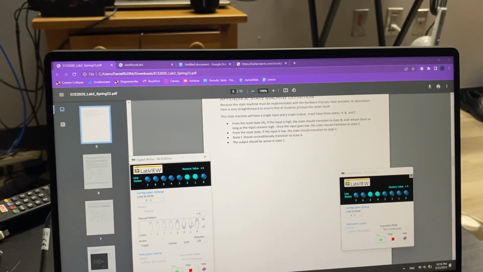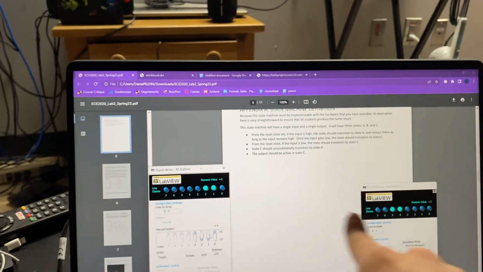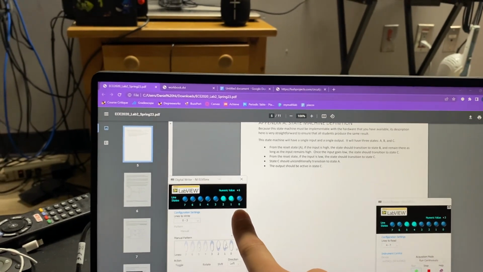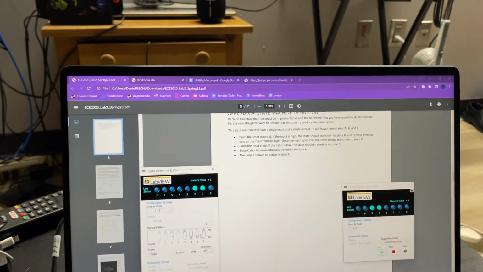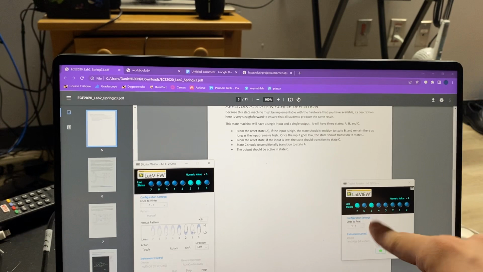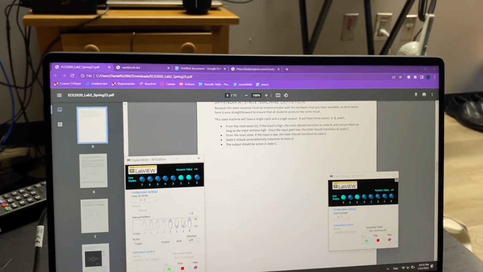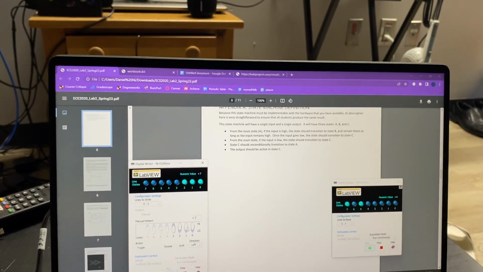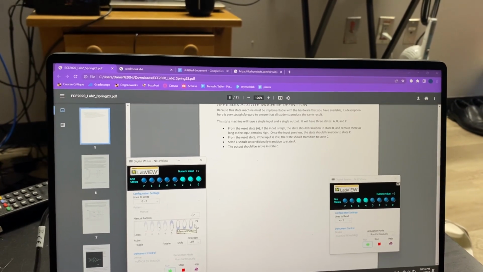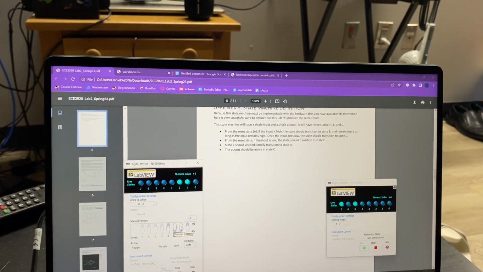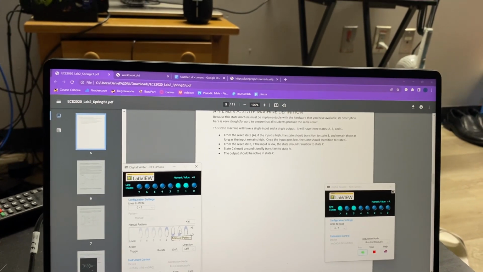And from the reset state, state A, if the input is low, then the state should transition to state C. Back at state C. And as we see, unconditionally, if we put the input high, it's still going to transition to A, the reset state. And so we can go back to state C real quick.